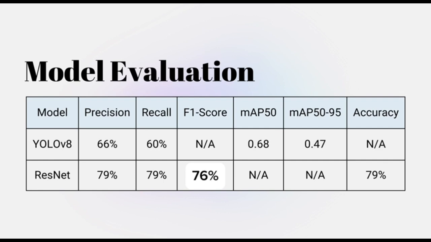of 68%. It struggled with fine localization, particularly for rare species like slow loris. For ResNet, it achieved a 79% accuracy, precision, and recall, and a 76% F1 score. And for ResNet, similar to YOLO V8, it performed better on more common species.